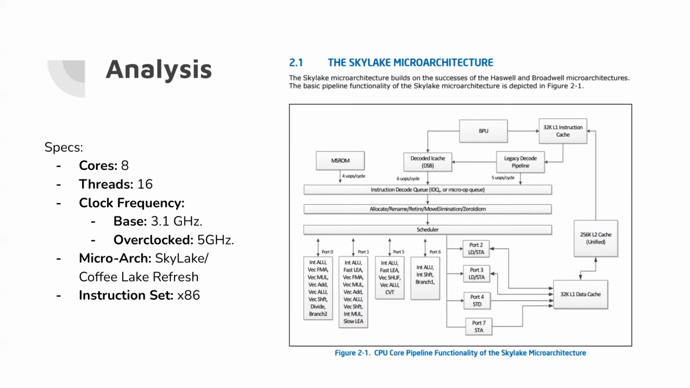And then what's really interesting is the microarchitecture. It's part of a bigger family called the Skylake architecture, but the specific generation that we're talking about, the ninth generation, is part of the Coffee Lake Refresh architecture. And then the instruction set used by this is a CISC architecture, specifically the x86 instruction set.